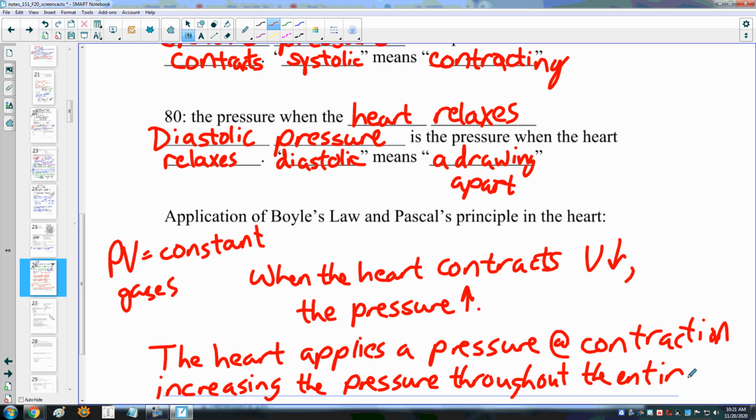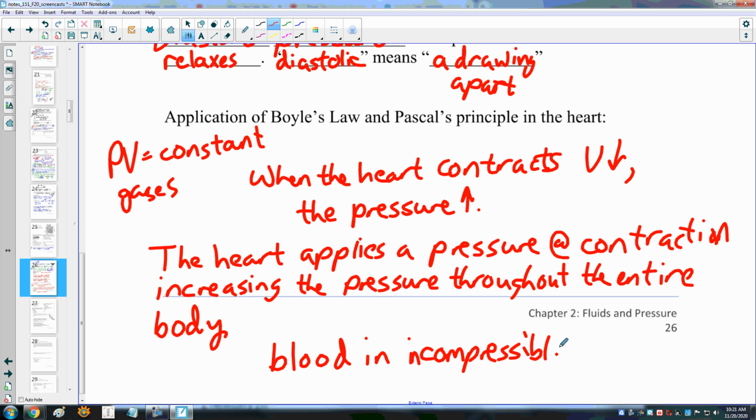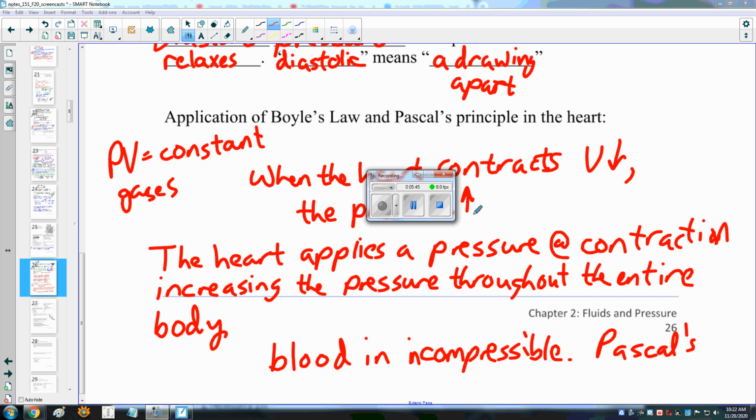That's why you can feel your heartbeat on your wrist, which is almost a full meter from your heart, because blood is incompressible. And Pascal's principle will apply to this system: when I apply a pressure to an incompressible liquid in a closed container, which is what I have effectively, then it will be felt throughout the entire container. Let's look at one more thing.